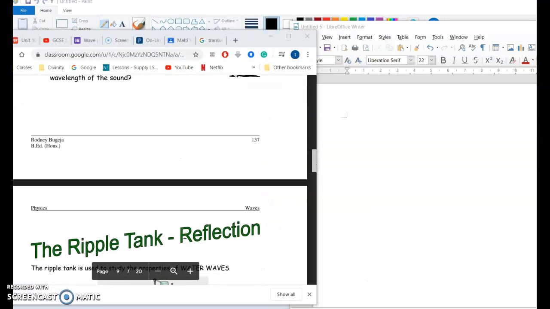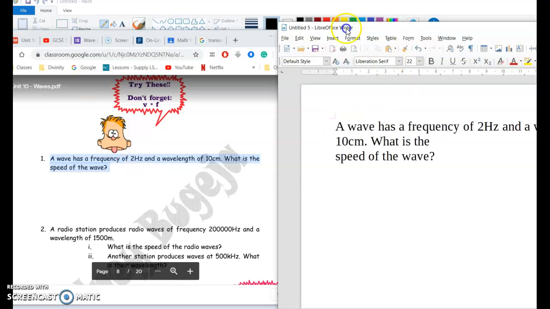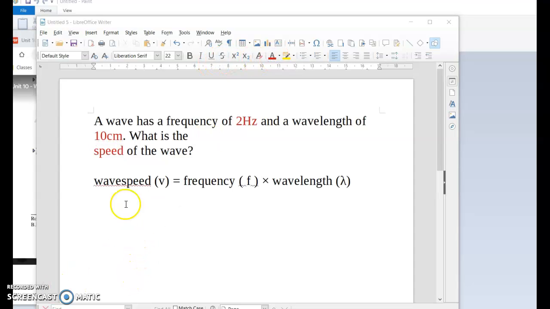Let's work out a few of these together. I'm just going to copy the question and paste it over here. A wave has a frequency of 2 Hertz, and a wavelength of 10 centimeters. What is the speed of the wave? We know that wave speed is equal to the frequency times the wavelength. So the frequency is 2 Hertz times the wavelength, which is 10 centimeters.